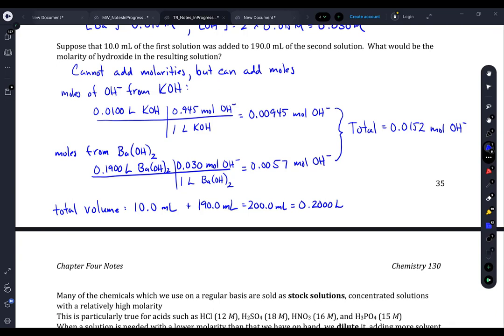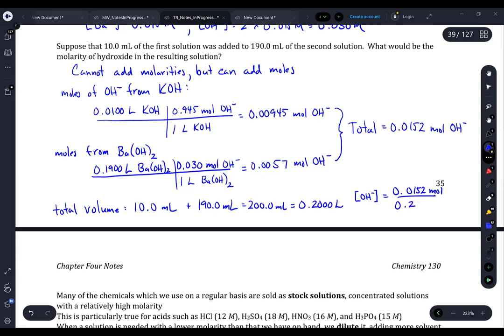So the molarity of hydroxide is 0.0152 moles over 0.2000 liters. Again, I'm not rounding numbers, so I'm getting 0.0758.